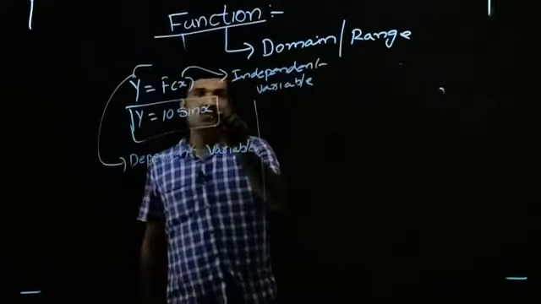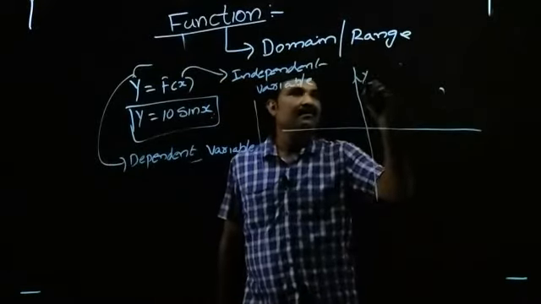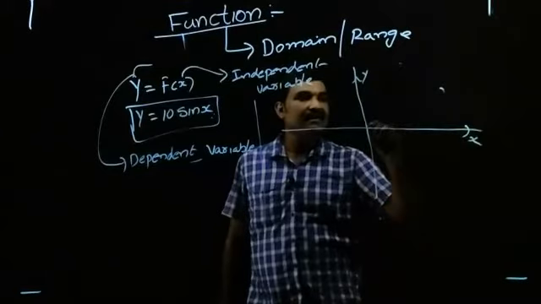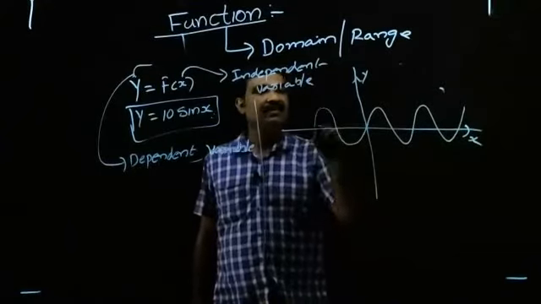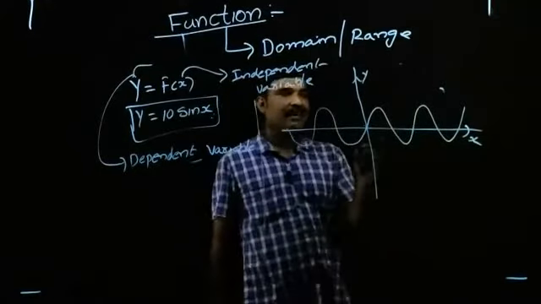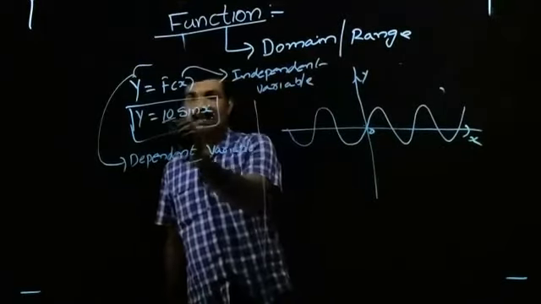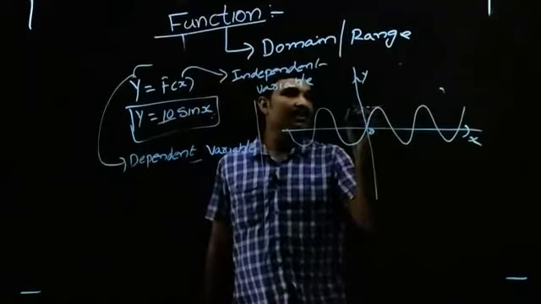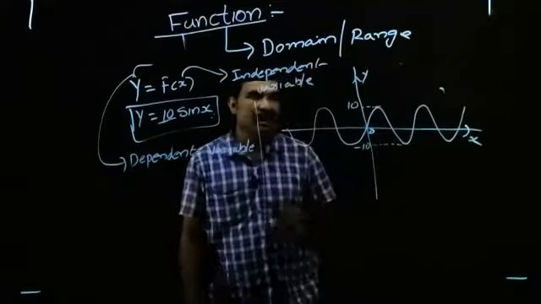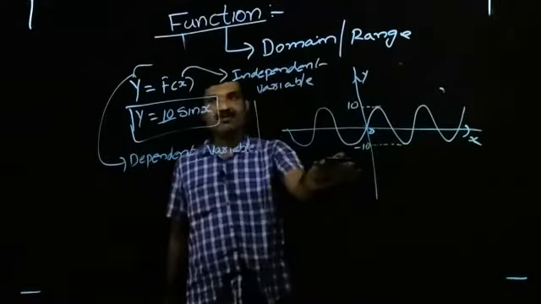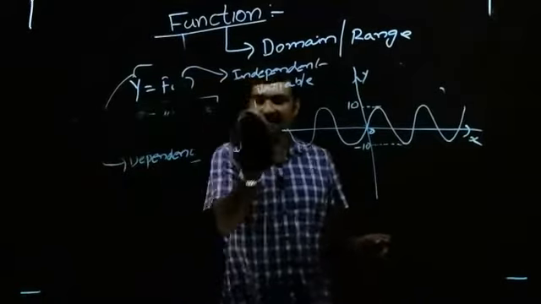Now I am going to draw this figure. So we have y, then x. This is a sinusoidal function, so we can draw a sine wave. The value of x is 0 here, with positive values and negative values. The maximum value is 10, so we can mark it as 10, and the minimum value can be marked as minus 10. So this is the graph for this function y is equal to 10 sine x.